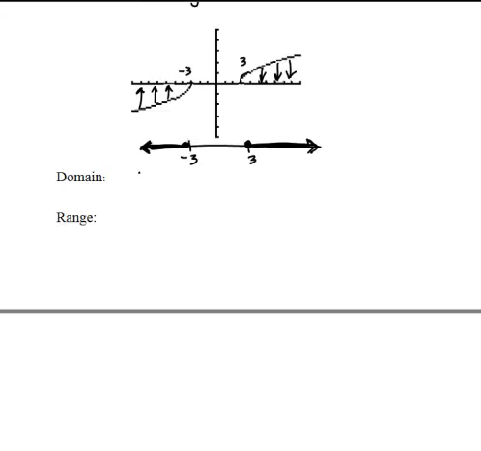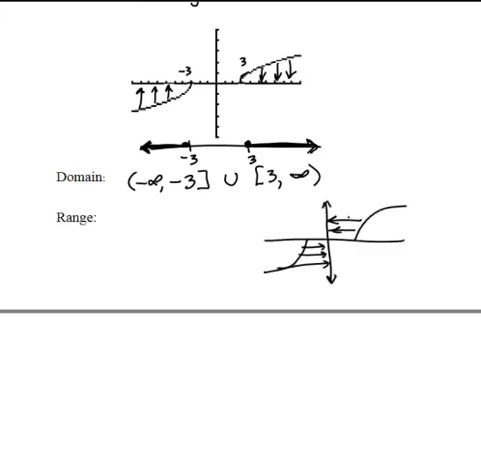So our domain here, reading the graph from left to right, is -infinity to -3 inclusive. Then we jump to 3, which we include 3, and it goes to infinity. Taking it over to the y-axis, it looks like every y will be accounted for. So this whole y-axis will be covered. So our range is -infinity to infinity, or all real numbers.